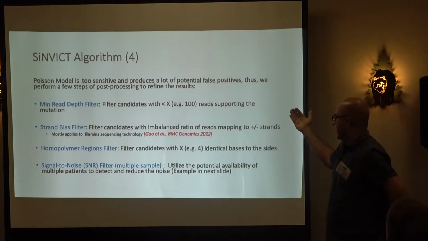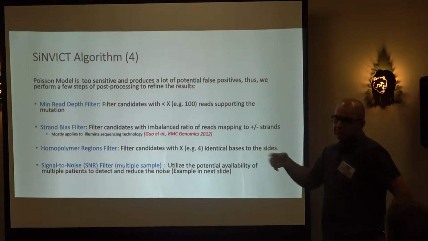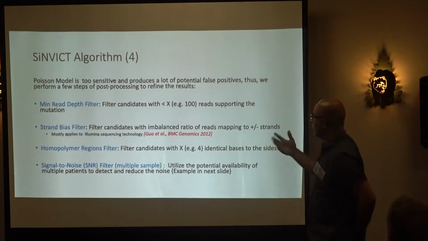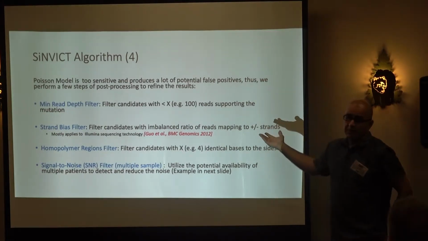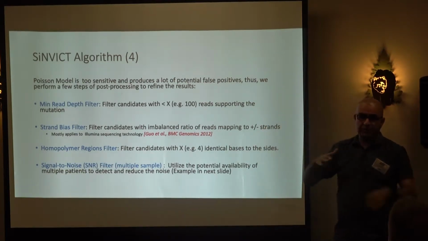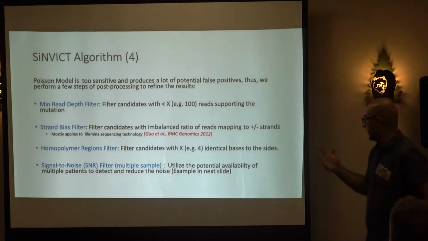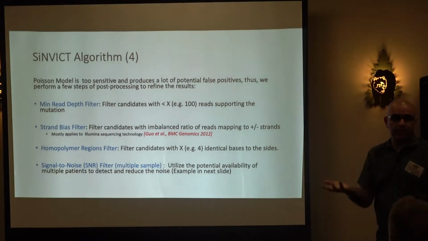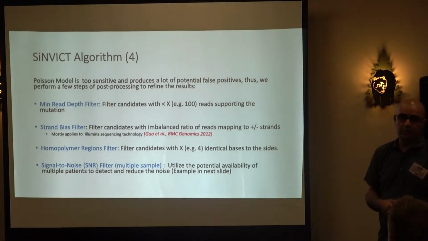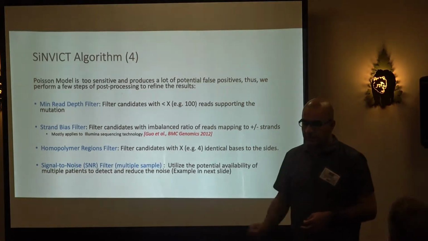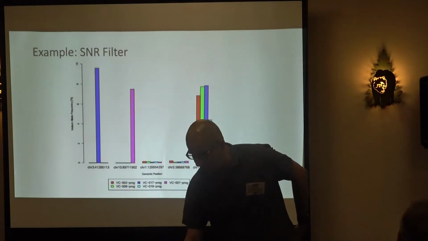Finally, as with many other tools, we have some post-processing. We eliminate those mutations which we don't believe in, which probably have a low number of read counts. They have strand bias, which is very frequent: if there's an imbalance in the number of reads coming from different strands, we can eliminate them. Then a homopolymer region filter, which addresses another error that is very common in Illumina sequencing. And finally, the most important one is the singleton noise ratio filter, for which I'll show an example.